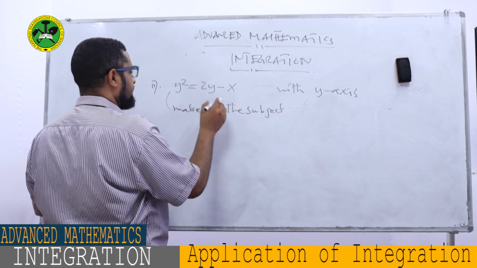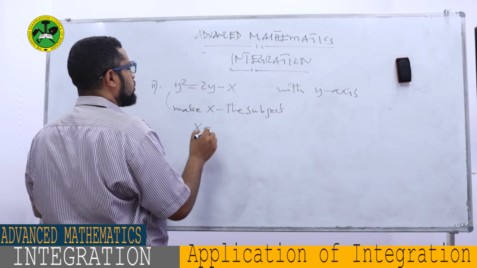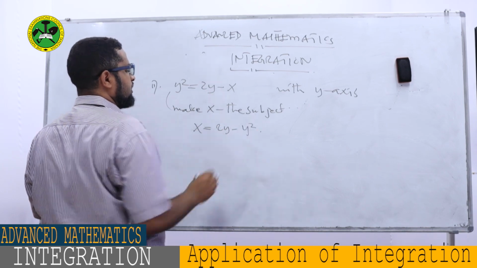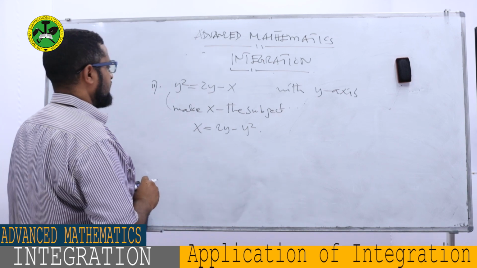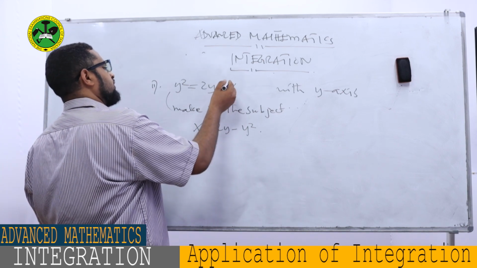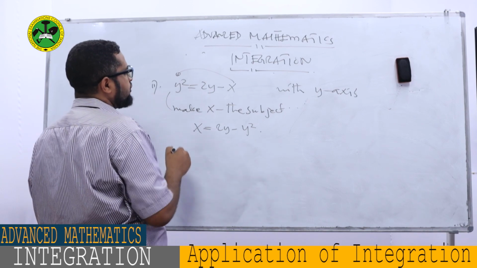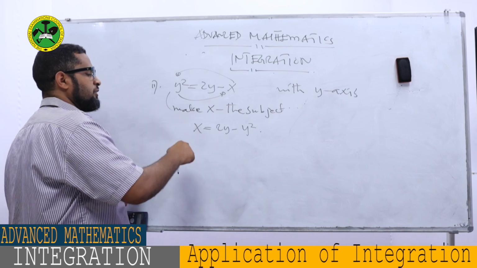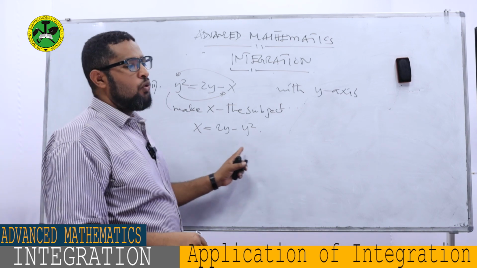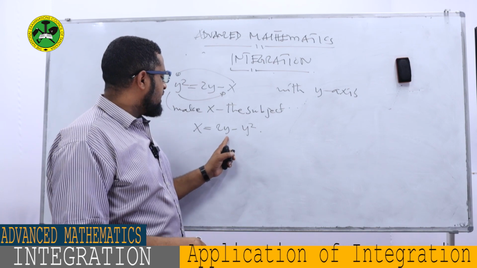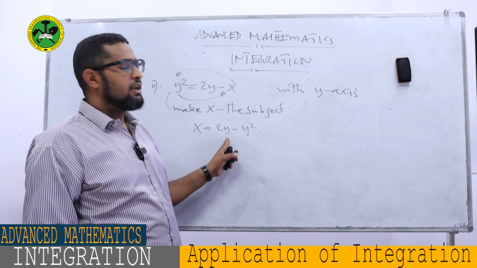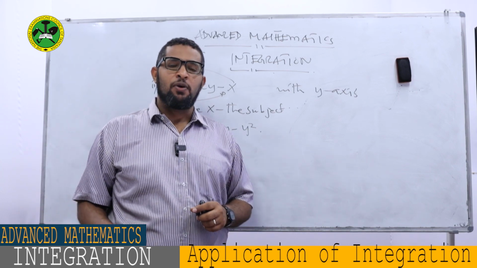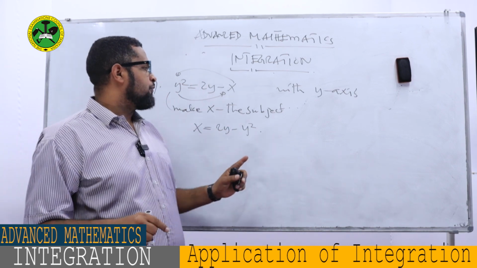we'll be having x equal to 2y minus y square. So this side becomes positive, and this one going to that side becomes negative. So this is the function x in terms of y. It means here y is the independent variable, but x is the dependent variable. x depends on y to be obtained.